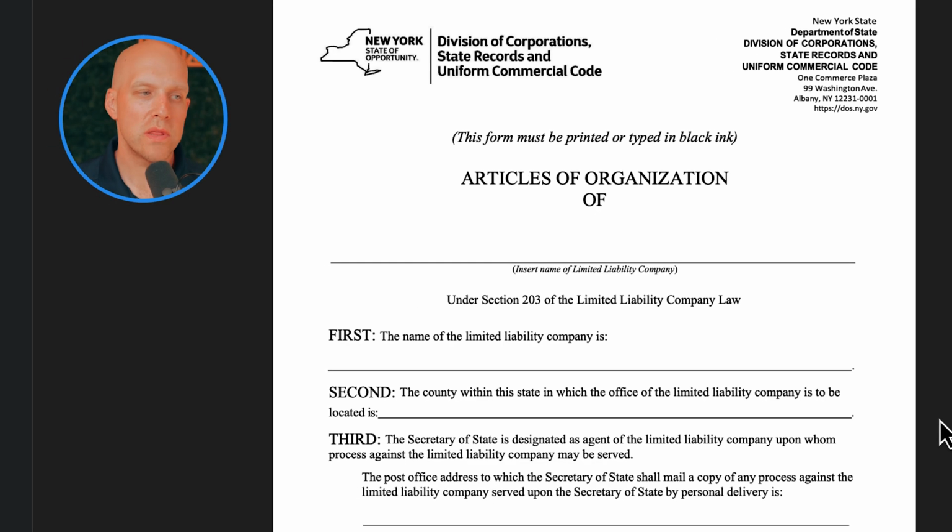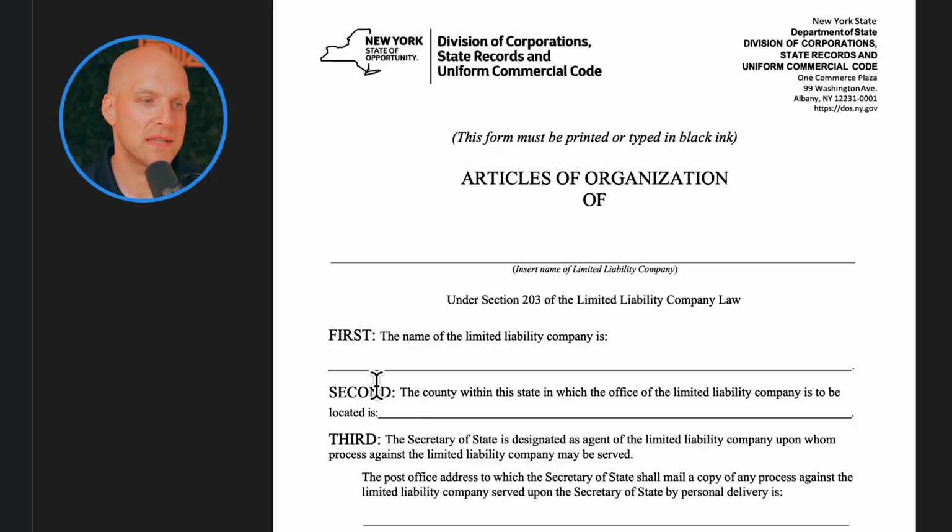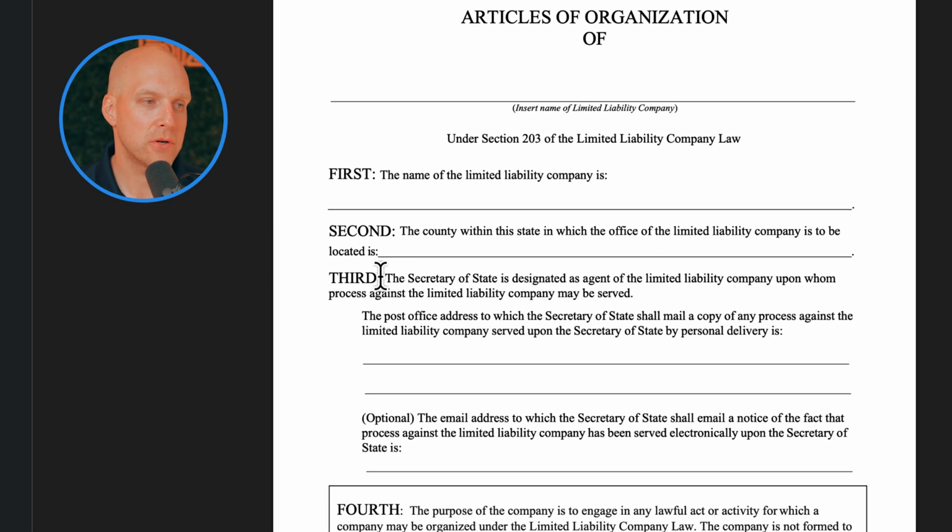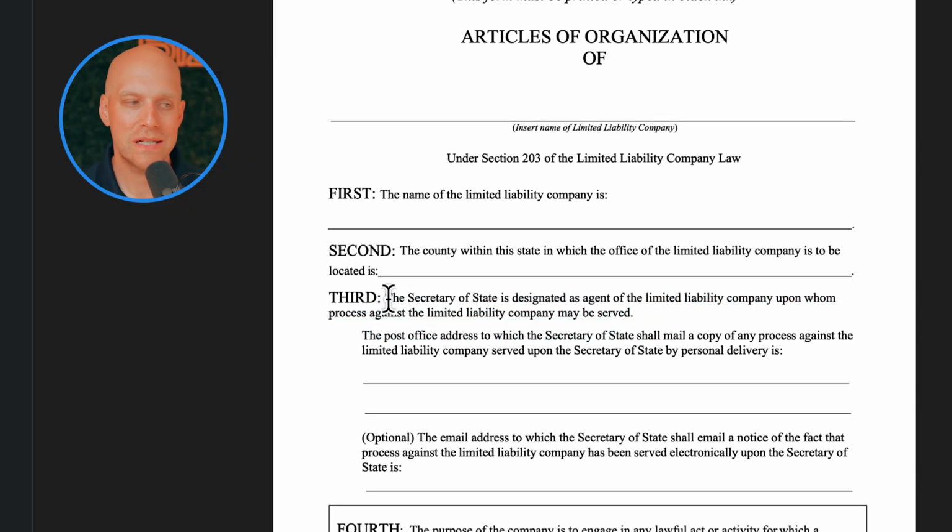Just to go over a few things, here is what the articles of organization look like in New York State. They look very similar in other states as well. It starts with the name of the limited liability company that we've also confirmed is available within the state, and the county within the state where it's going to be set up. The Secretary of State is designated as agent of the limited liability company. So that's another way of saying registered agent. It goes by different names that we can put on the screen right now, depending on the state that you're in.